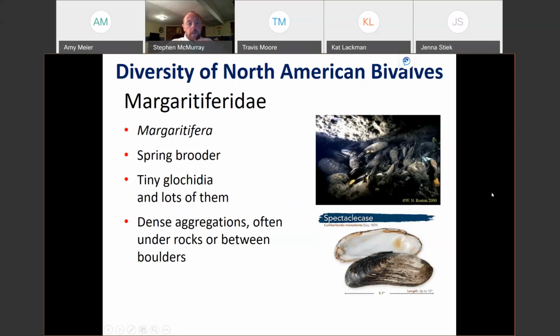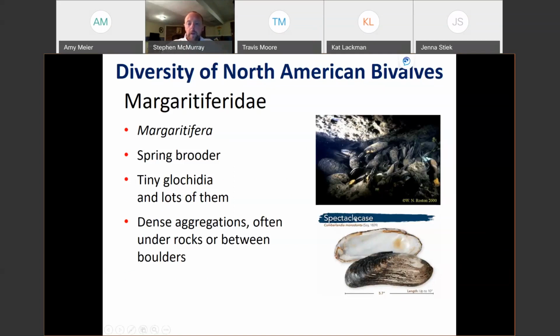So for the margaritiferids, and yes, you can think of margarita every time you say that word, because I do. Margaritifera is the genus. We have one species that's found here in Missouri, Margaritifera monodonta, the spectacle case. I know the name says Cumberlandia. That's kind of a tricky thing that you'll run into with mussels if the names change, and they sometimes change fairly regularly. And it is a pain in the neck to kind of keep track of it.